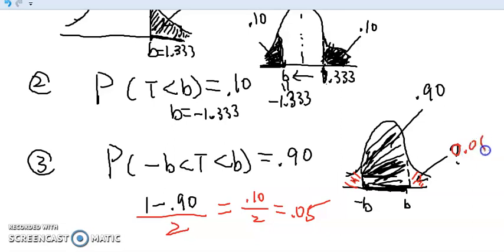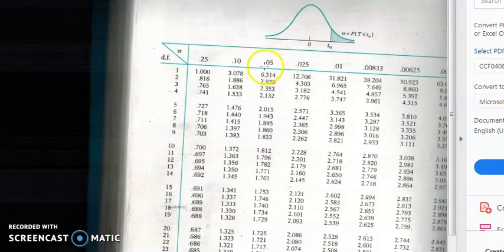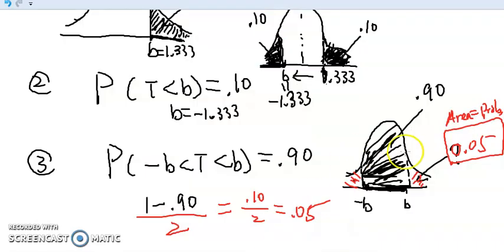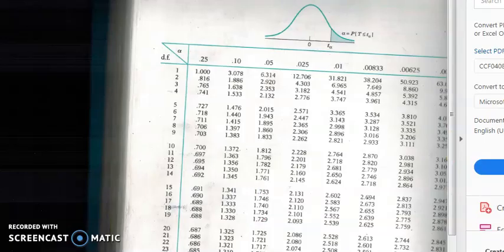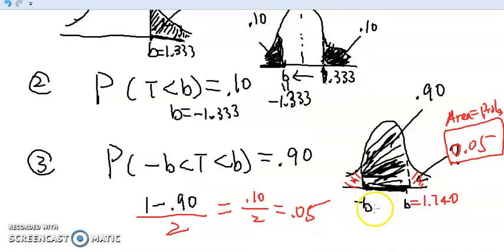This is 0.05. Now I'm going to go to the table to find, remember this is the area, which is also the probability. So we're going to look at the table for 0.05 right here with degrees of freedom 17. So we have 1.740. So that tells us this is 1.740. And the other side, negative b, of course, is negative 1.740. So in this case, we found the b value. It's 1.740.